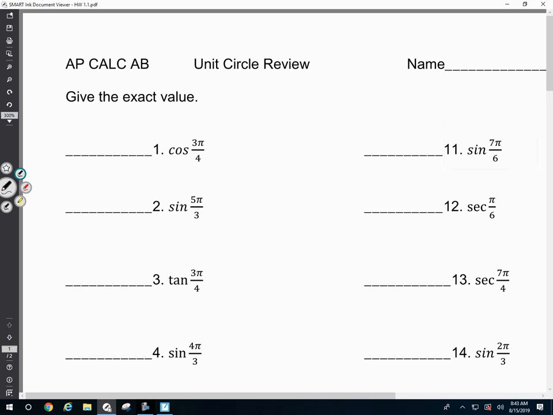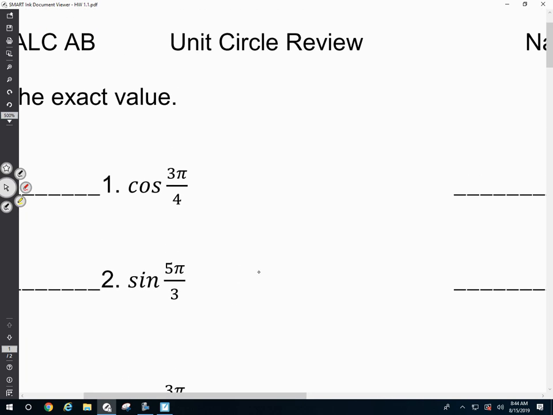Okay, here's my first homework video I've ever created. So we're going to review the unit circle. Here's your key for your homework. I'm going to zoom in a little bit, that way we can see each problem.